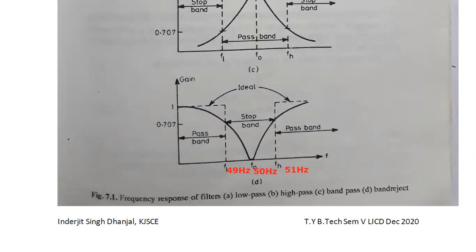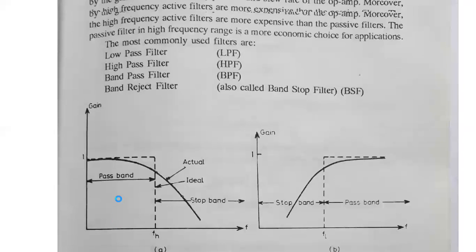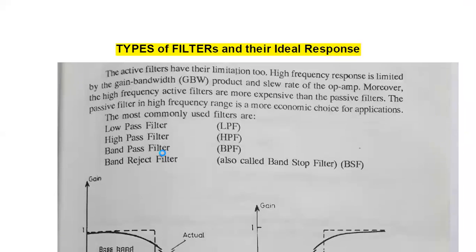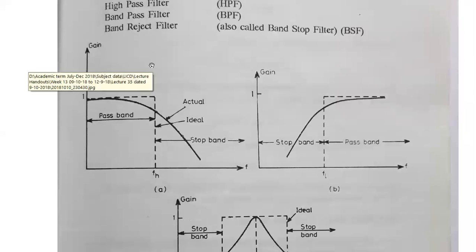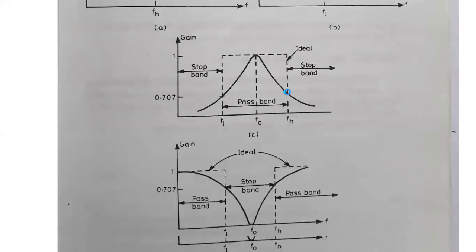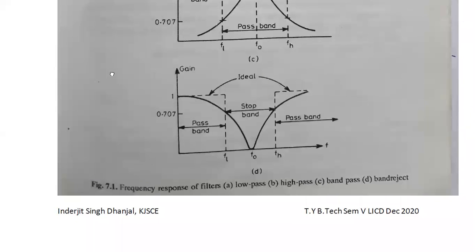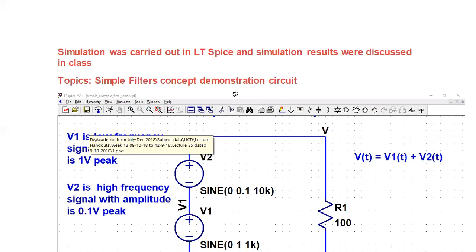Now let me clear out the drawings and close the annotation. Okay, fine. I hope that you got clarity over what the types of filters are and what their ideal responses are. The first one was a low pass filter, this one is my high pass filter, the third one was the band pass filter, and the fourth one is the band reject filter. Now let us go to the next one.